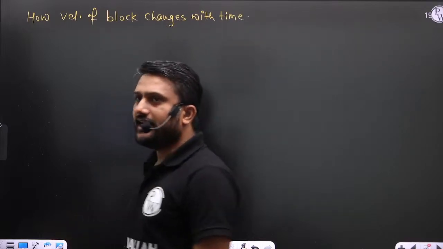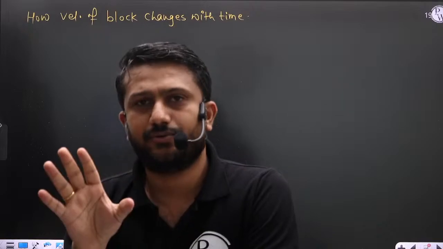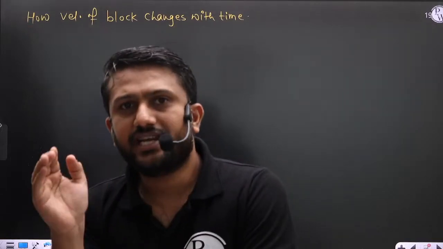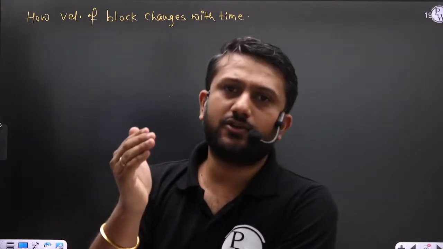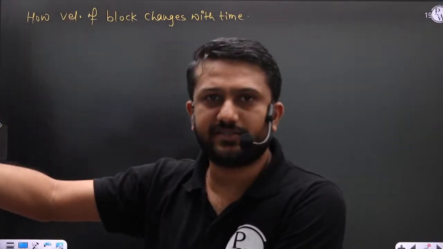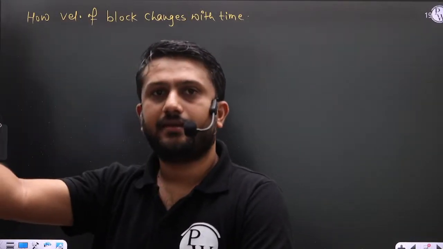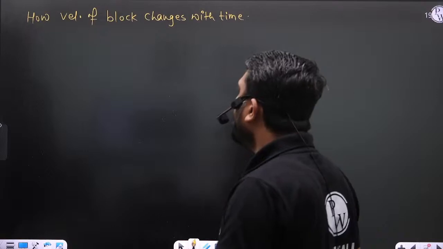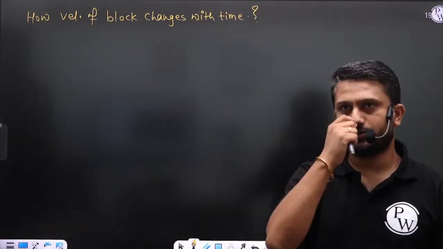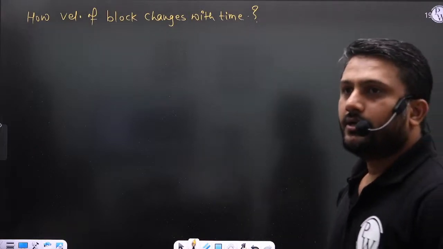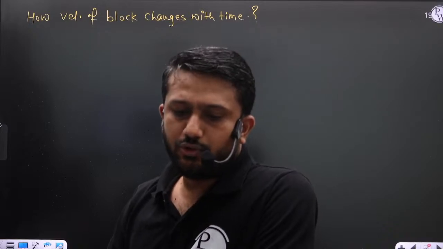I know initially the block velocity is 0. After some time the velocity reaches the terminal velocity, and once terminal velocity is reached, the velocity is not changing with respect to time. But what happens in between 0 and Vt? This is my question. How does the velocity of the block change with time? Are you able to answer this question?